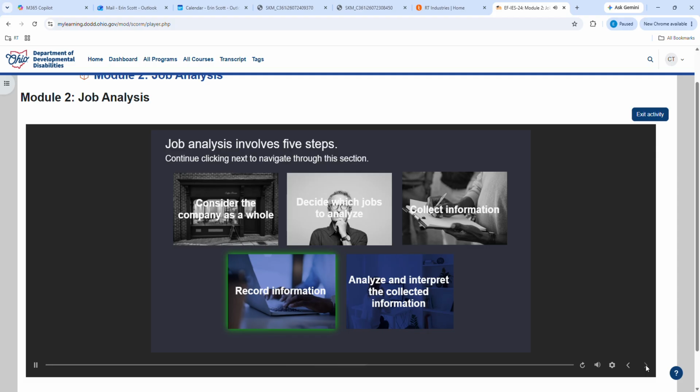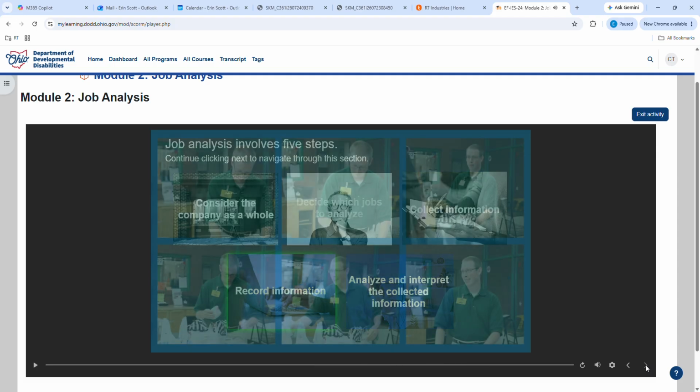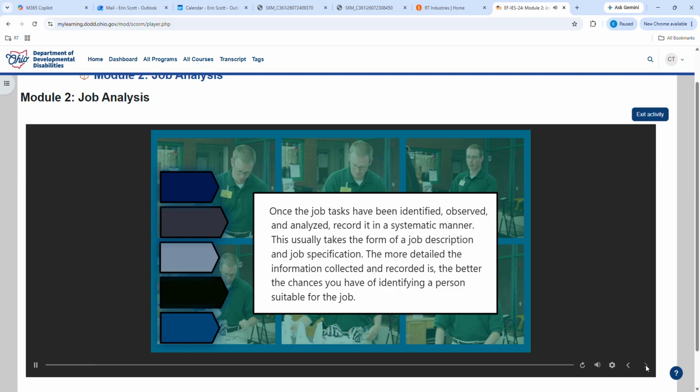Record information. Once the job tasks have been identified, observed, and analyzed, record it in a systematic manner. This usually takes the form of a job description and job specification. The more detailed the information collected and recorded is, the better the chances you have of identifying a person suitable for the job.